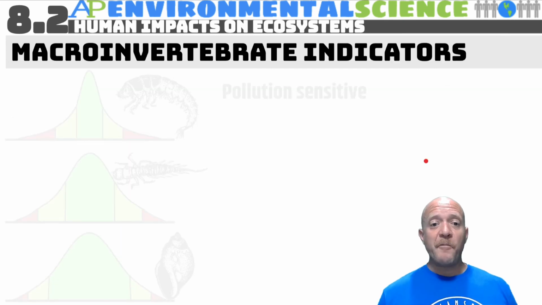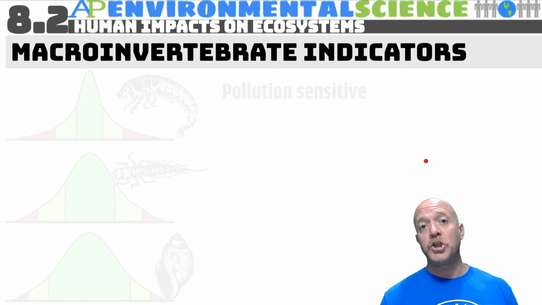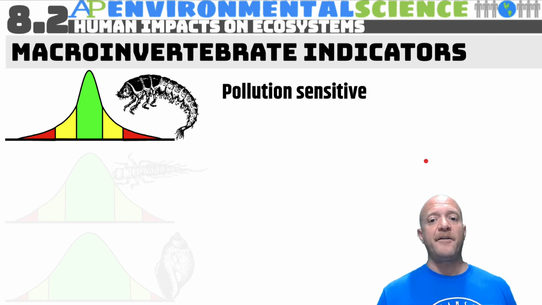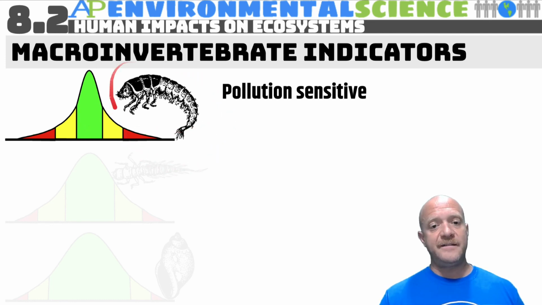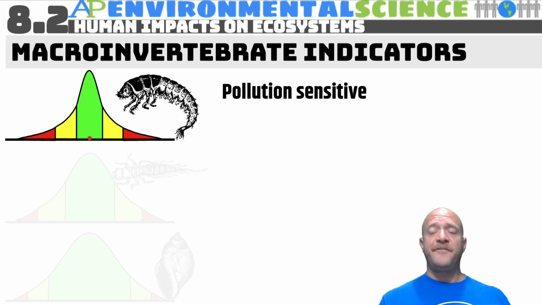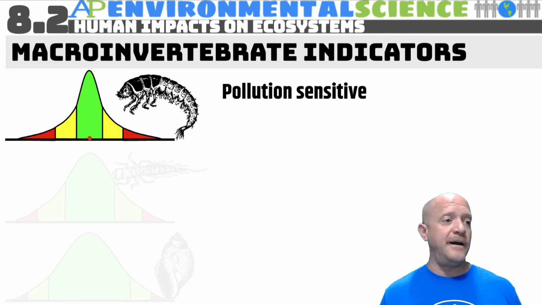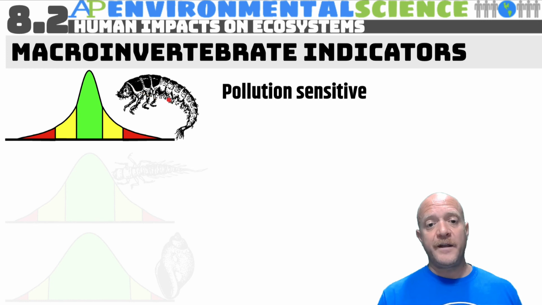Anyway, we could also use indicators, and macroinvertebrate indicators, macroinvertebrates are large invertebrates. A lot of them are either shellfish, crustaceans, and a lot of insect larvae. So we have some that are pollution sensitive. So they have a very narrow range of tolerance. If you see these organisms, I think this is a caddisfly larva, this is pollution sensitive. If you see this organism, this water is clean. Because whatever you're looking for, if you're looking for dissolved oxygen, turbidity, or particular nutrients, it's within this range. This organism is happy. So there is very little, if any, pollution.